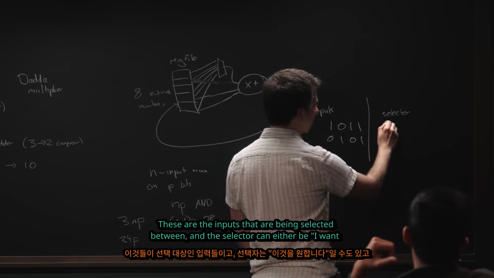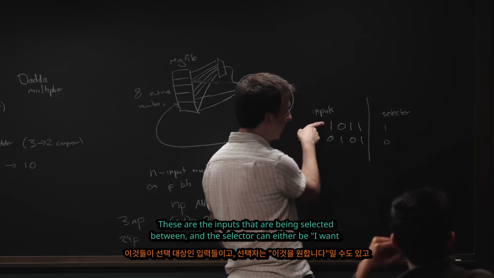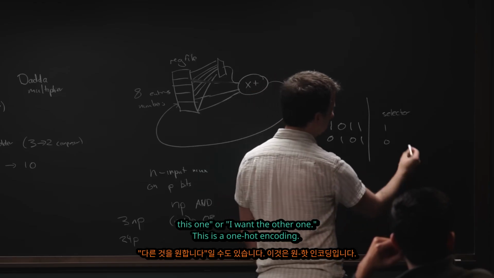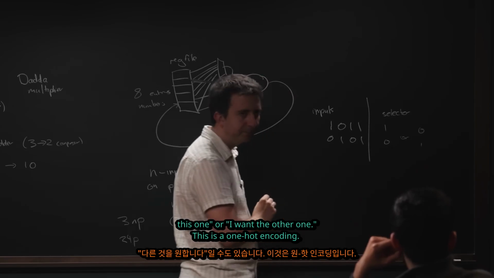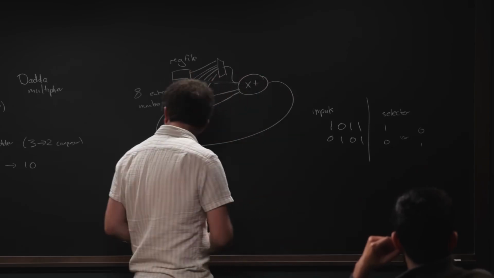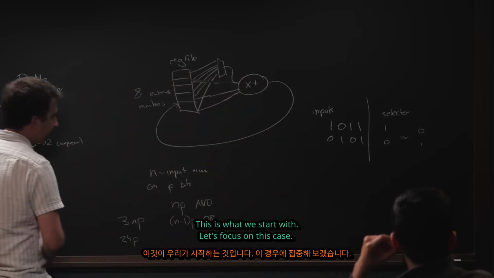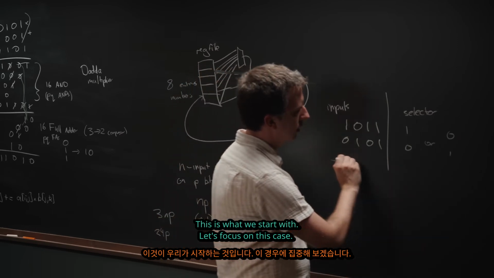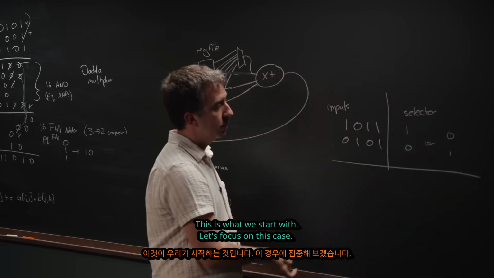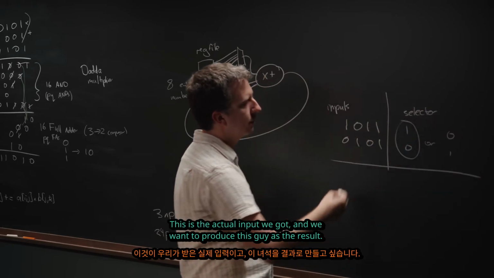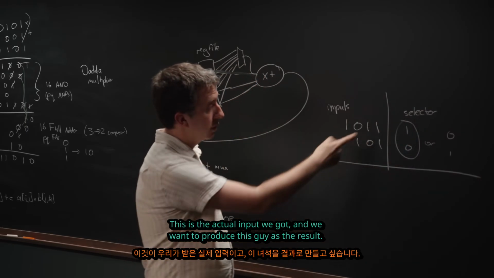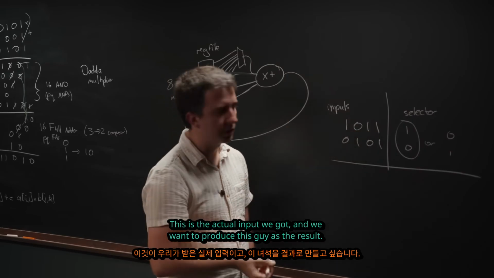Which can either be like, I want this one, or it could be, I want the other one. So this is a 1-hot encoding. So this is what we all start with. And then the output we want to produce, let's focus on this case. So this is the actual input we got. We just want to produce this guy as the result.